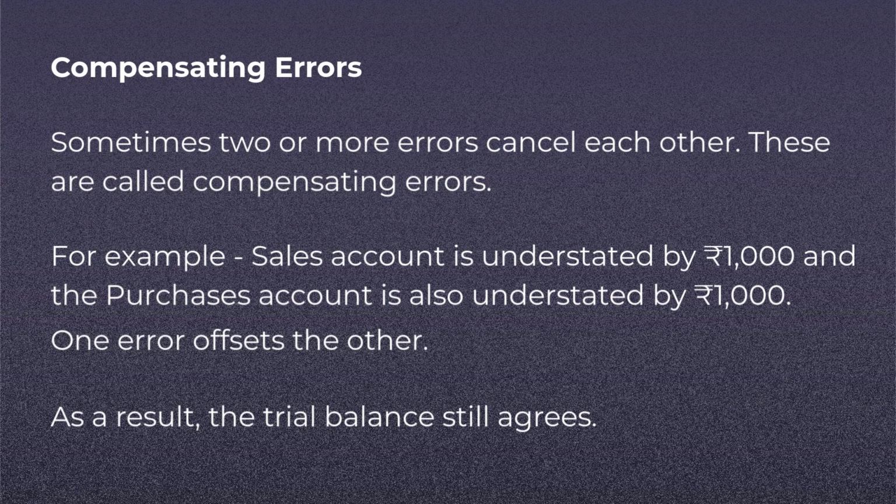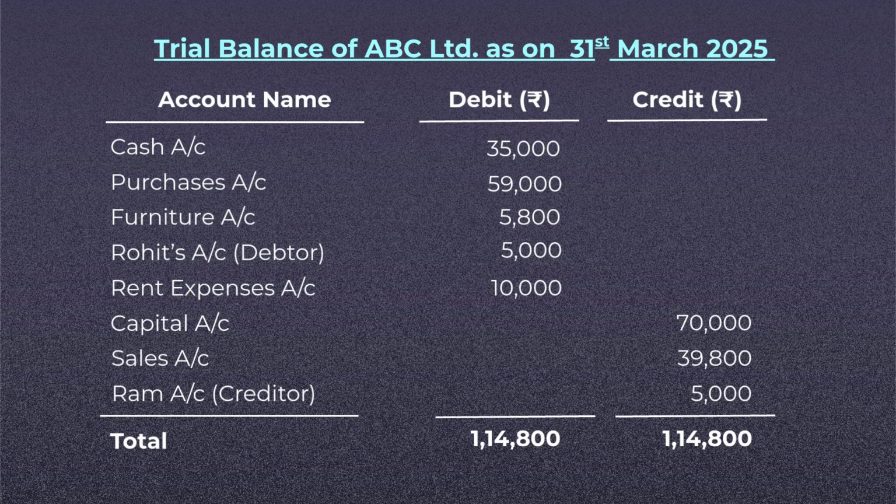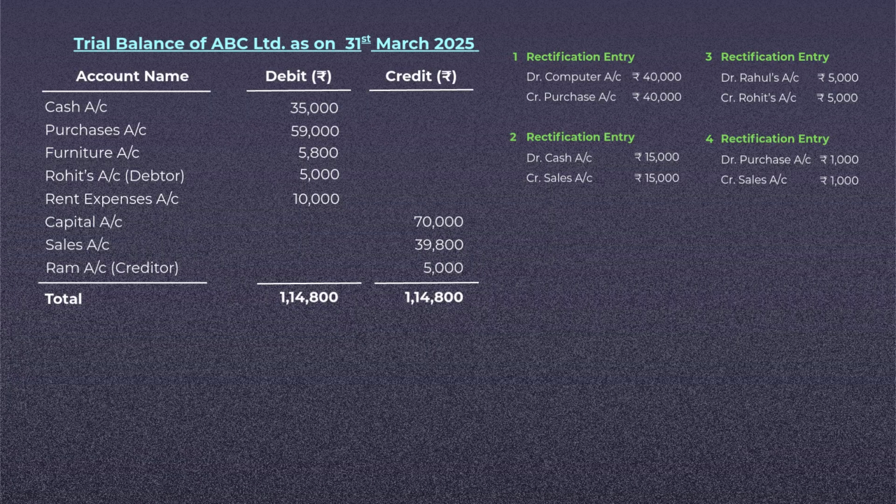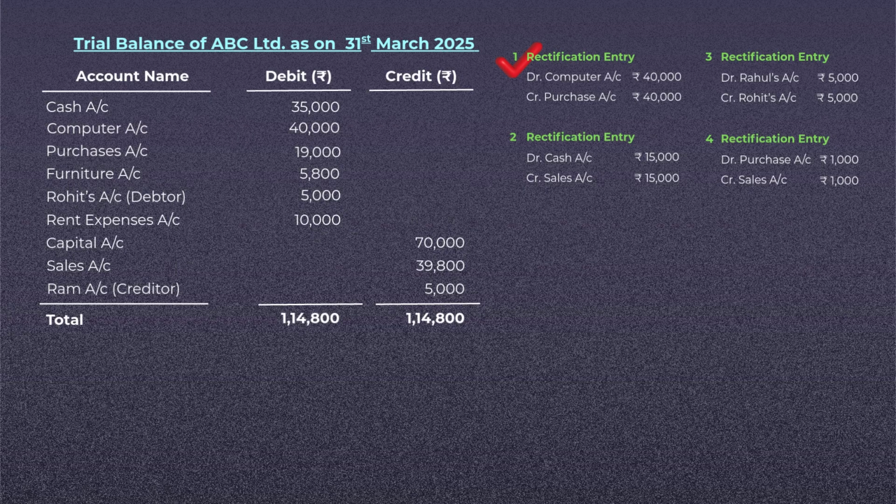Let's now check the trial balance prepared initially and incorporate the rectification entries. In our sample case, we have these 4 rectification entries. With the first rectification entry, computer account will increase by rupees 40,000 and the purchase account will reduce by the same amount. With the second rectification entry, cash account will increase by rupees 15,000 and the sales account will increase by the same amount. Now let's do the third rectification entry.